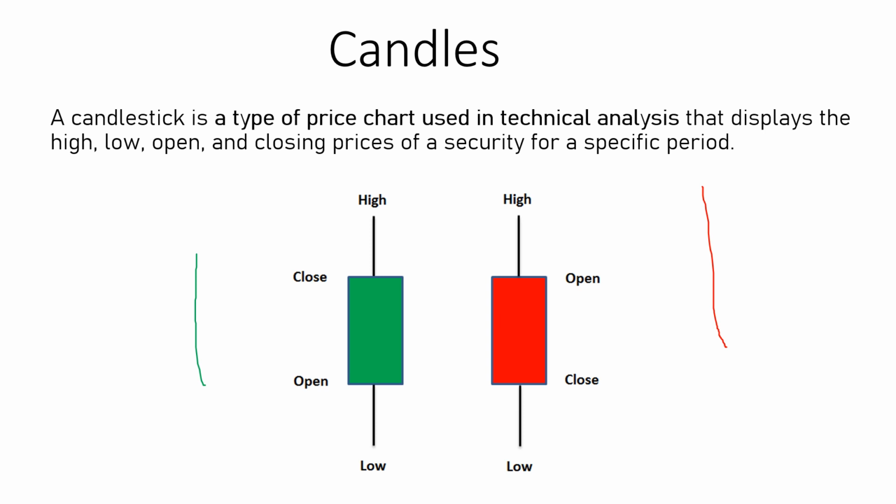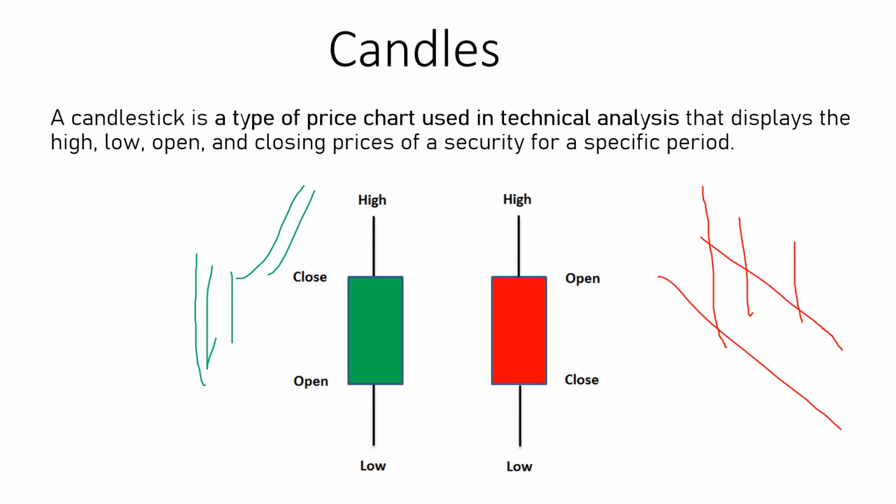Suppose you have three green candles. We can expect an upward movement. Suppose there are three consecutive red moves, we'll think this will go down now. Okay, this will be a downward movement.